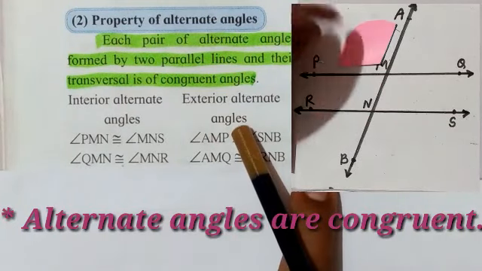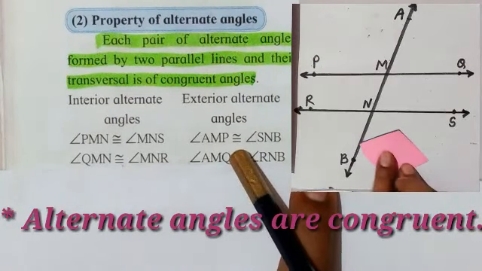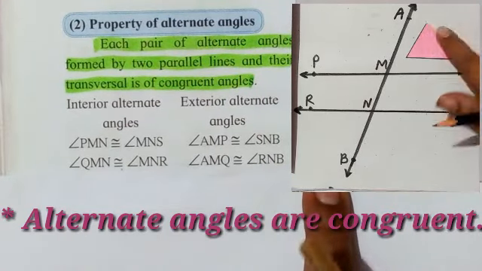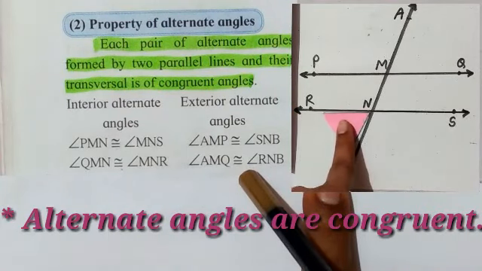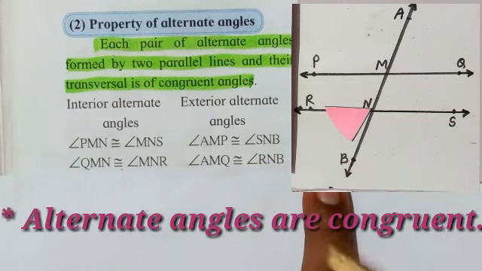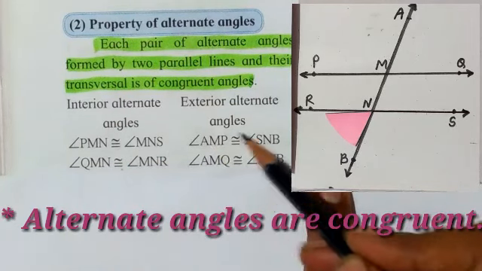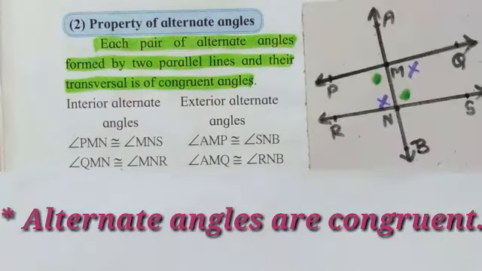The other is the exterior alternate angle: angle AMP is congruent with angle SNB, and AMQ is congruent with RNB. So in that way alternate angles are congruent. You have to write this also in your classwork notebook. So your second property is: alternate angles are also congruent angles.